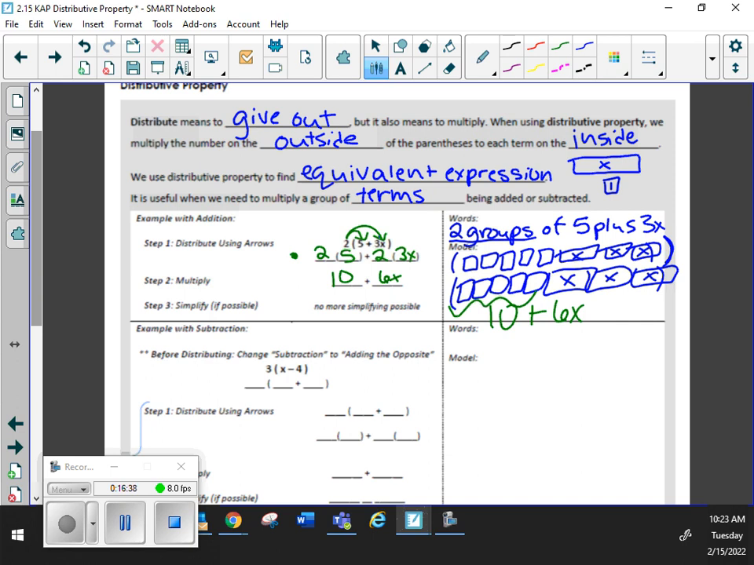Okay, again, I know a lot of y'all will do that first step and that last step. That minimum for KAP students, I don't expect y'all to write it. Just know that's what's going on. Okay, there's no more simplifying possible because I cannot add something with a variable to something without a variable. Those are 2 different types of things.